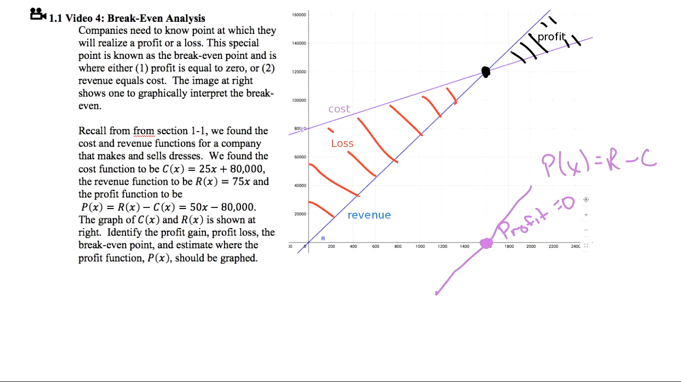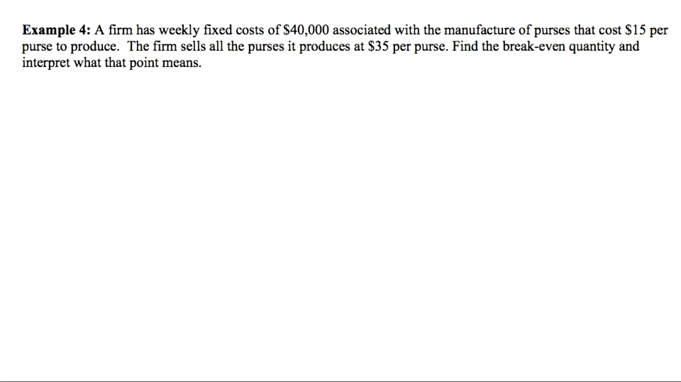All right, let's look at a few examples here and see if we can follow this. This first one is pretty straightforward. A firm has weekly fixed costs of $40,000 associated with manufacture of purses, and it is $15 per purse to produce. Those two pieces of information tell me about my cost function. So remember, the cost function is always your variable costs, which in this case is $15 per purse, and we're going to produce x purses, and then the fixed cost is $40,000.